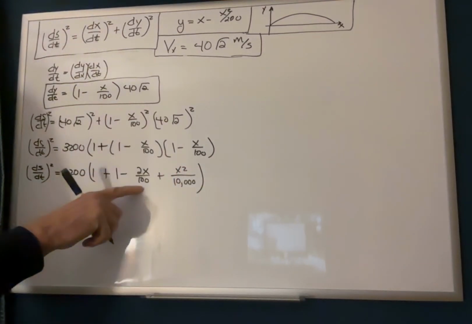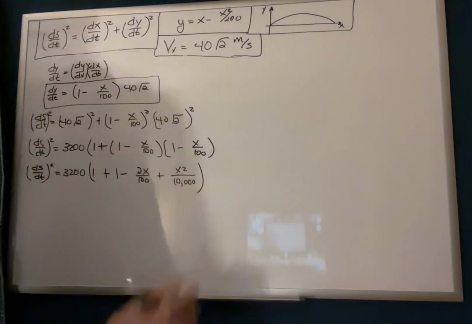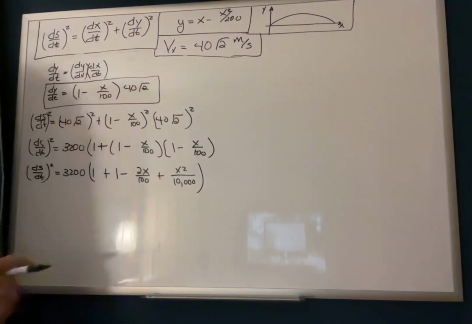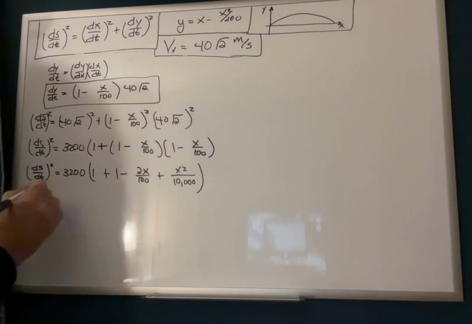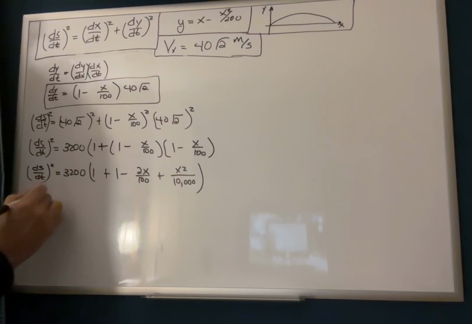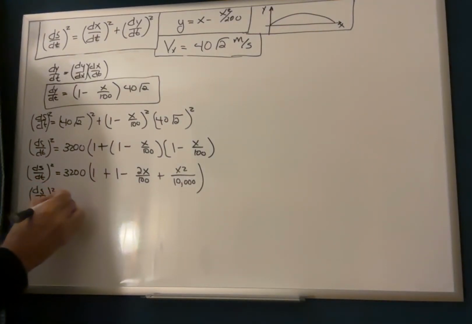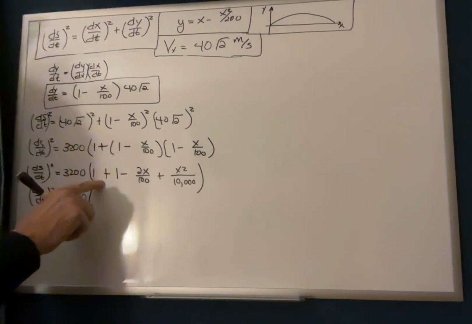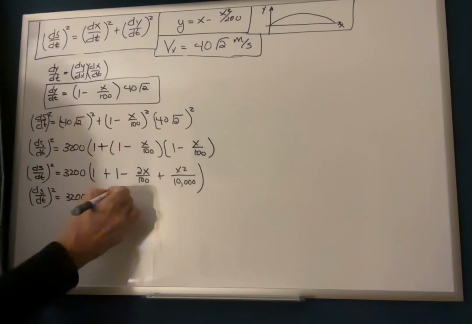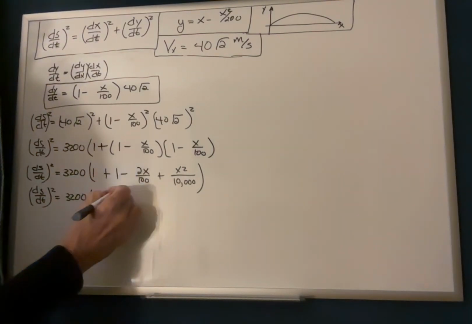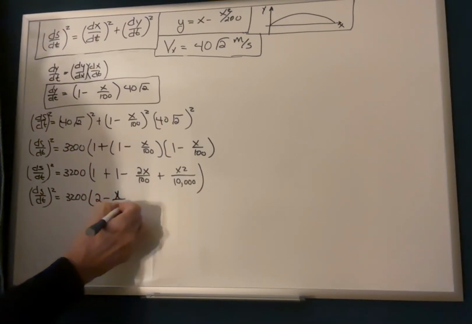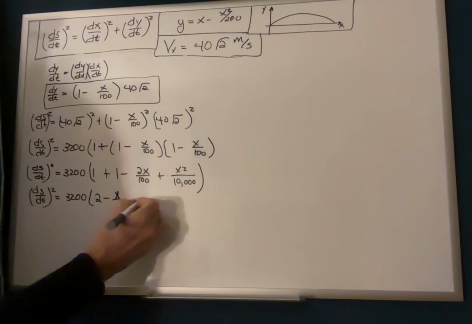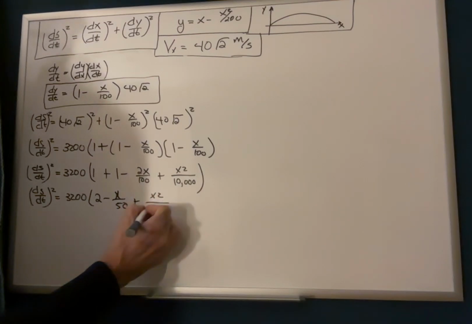All right, well, 2 divided by 100 is just 1 over 50, so we can simplify that. And we come up with (ds/dt) squared equal to 3200 times 1 plus 1 is 2, minus x over 50, plus x squared divided by 10,000.